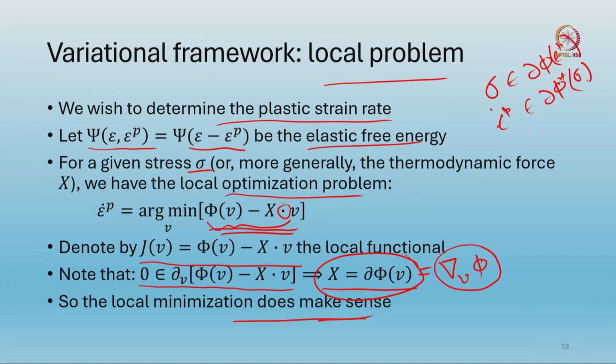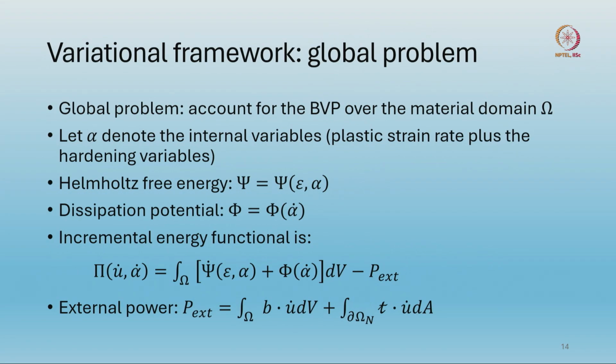You remember these things, right. We have been discussing this for quite some time now. Okay, so because of this, treating J to be the objective functional for this local problem makes sense. So you now know how to solve for, in principle, without getting into the details of how to actually put it in a computer, the principle behind the determination of epsilon p dot, right.